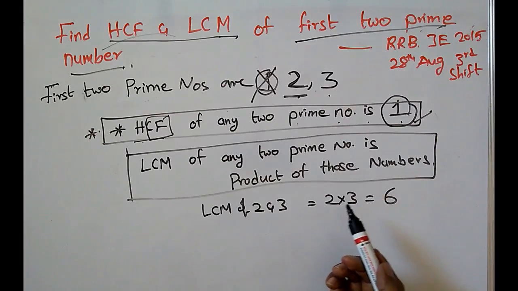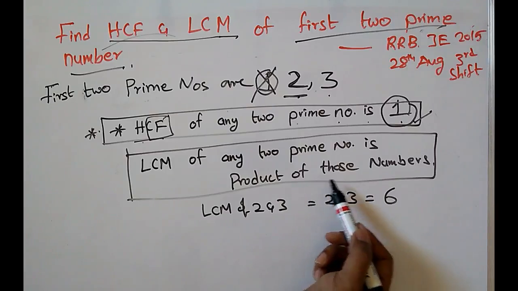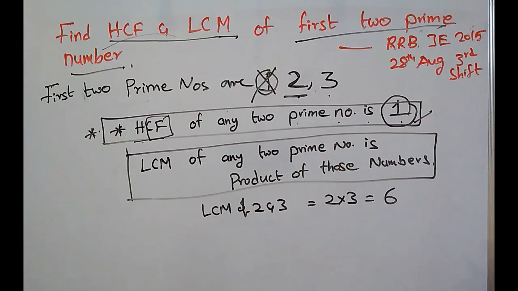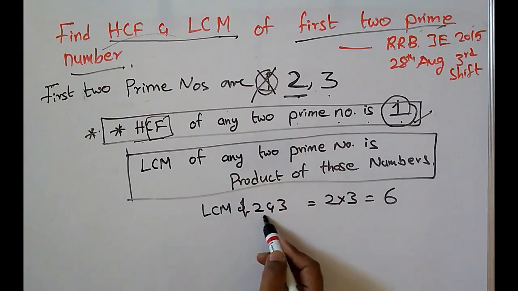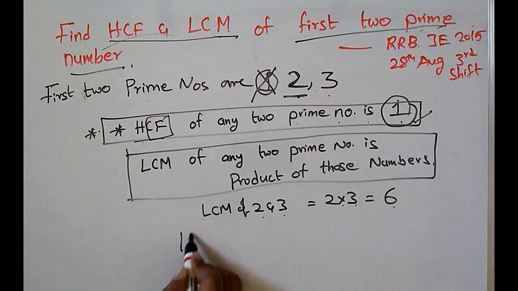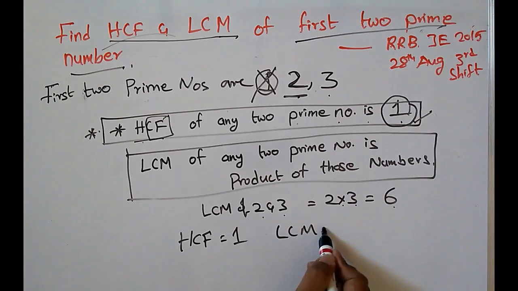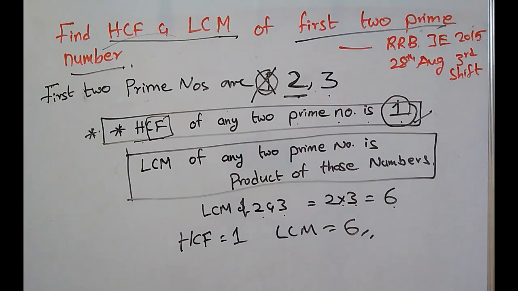You also have to remember that the LCM of any two prime numbers is the product of those two numbers. Here the LCM of 2 and 3 is 2 into 3, that is 6. So we get HCF equals 1, LCM equals 6.